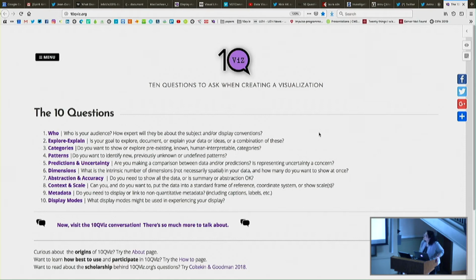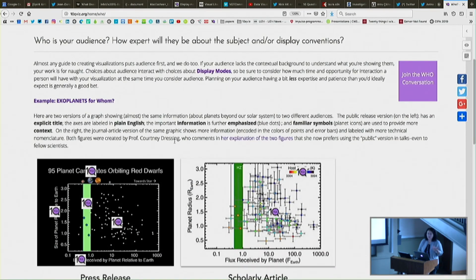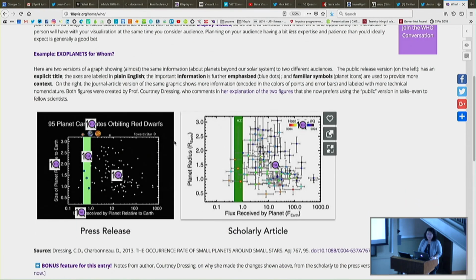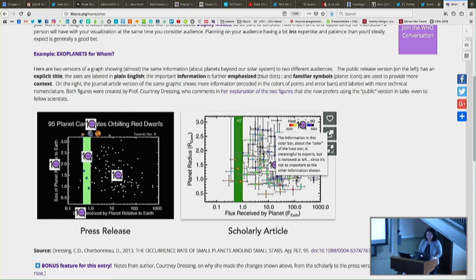Maybe click on one to show what's there. Sure. For example, if you click on one of them, you can see here, I showed you all these individual differences, and here you see an example of two different kinds of visual outputs. One is meant for press, and the other is meant for a scholarly article. And if you hover over the image, you get a little educational note on why this is done. For example, the information in the color bar about the color of the host star is meaningful to experts, but is removed at the left since it's not as important as the other information.